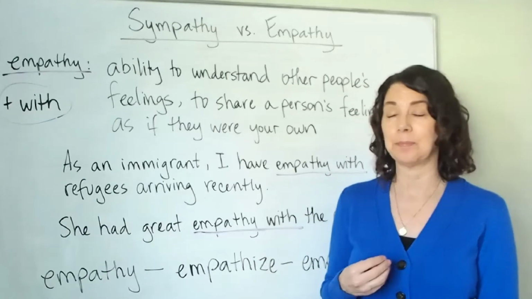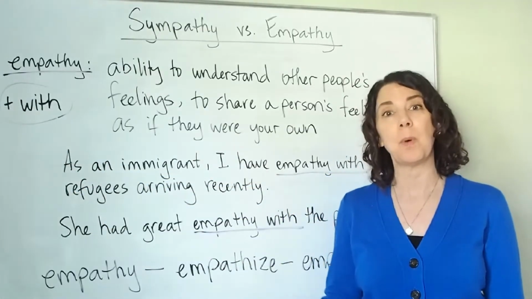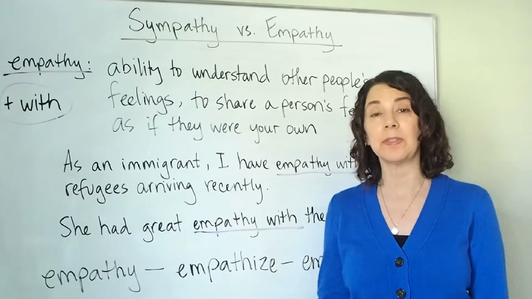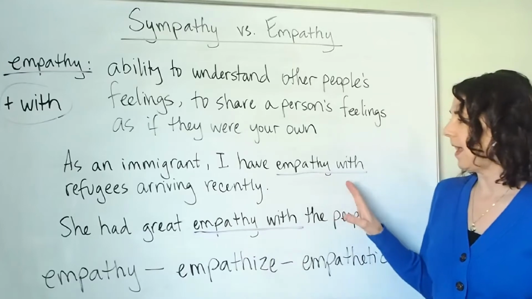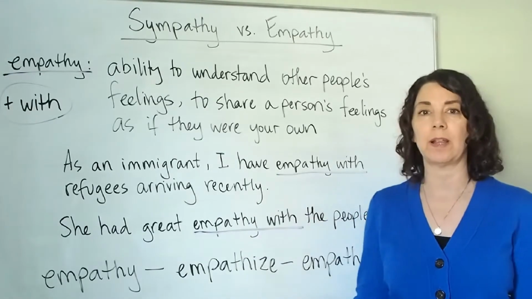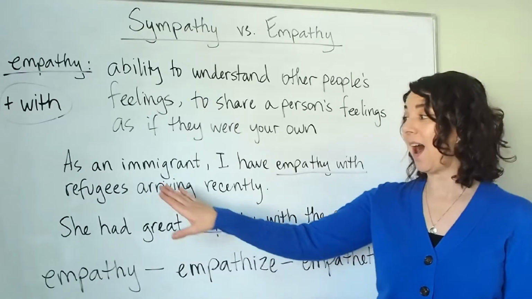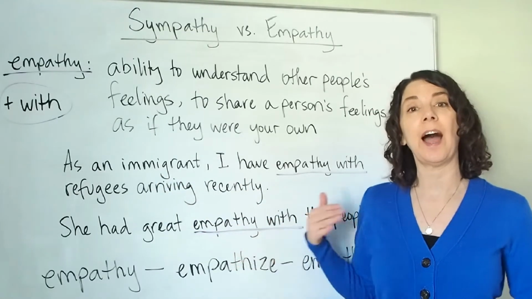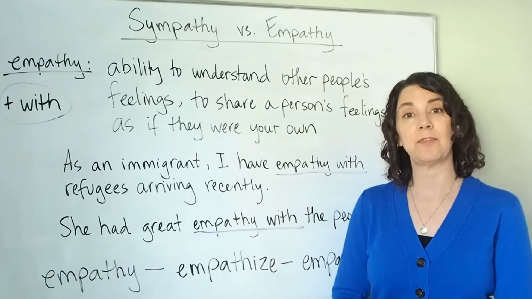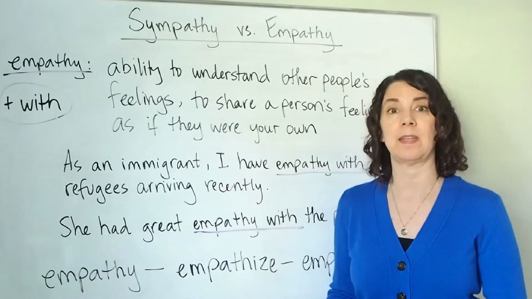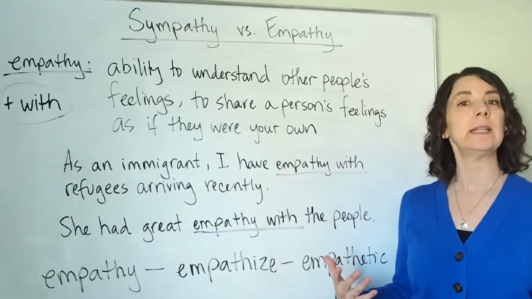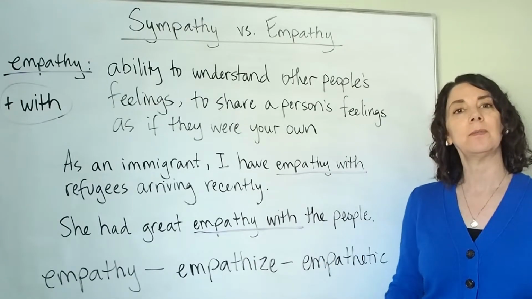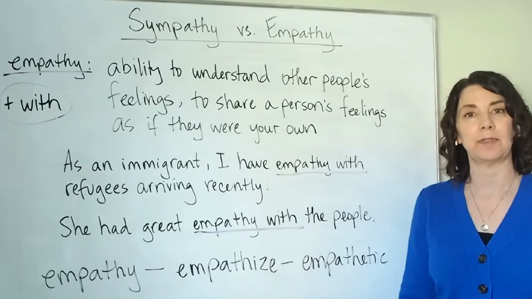Okay, let's take a look at a couple examples. And notice that with empathy, we use empathy with someone, whereas with sympathy, we often use sympathy for. As an immigrant, I have empathy with refugees arriving recently. So because I am in a similar situation, I am experiencing some of those same feelings, that this goes beyond sympathy. Next, she had great empathy with the people. We might say this about a leader or a queen, that she was able to understand the feelings of the people. Treat everyone with empathy.